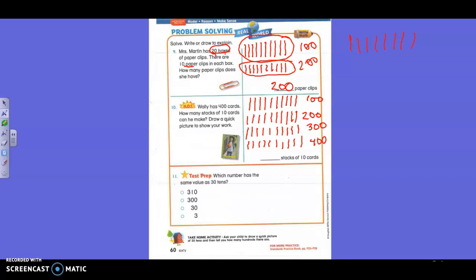Well, actually, it's not just 4, it's how many? 1, 2, 3, 4, 5, 6, 7, 8, 9, 10. 11, 12, 13, 14, 15, 16, 17, 18, 19, 20. 21, 22, 23, 24, 25, 26, 27, 28, 29, 30. 31, 32, 33, 34, 35, 36, 37, 38, 39, 40. 40 stacks of 10 is 400. All right.